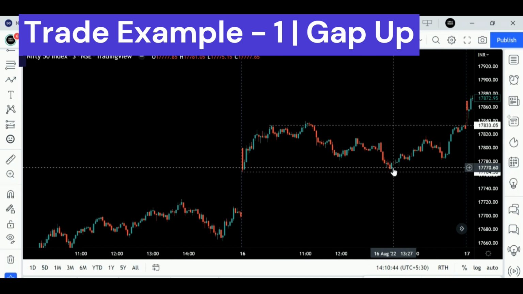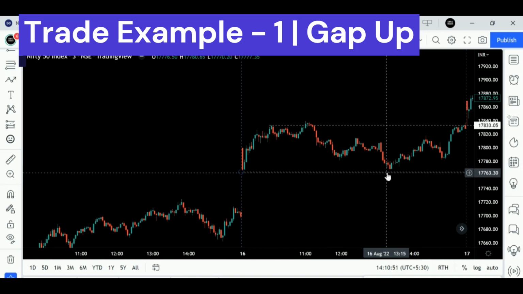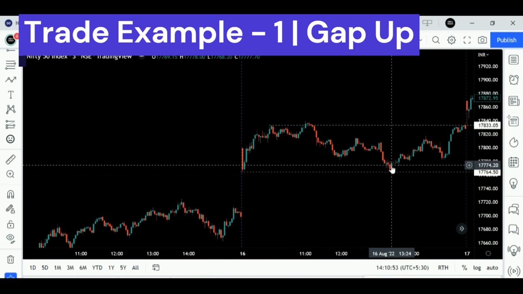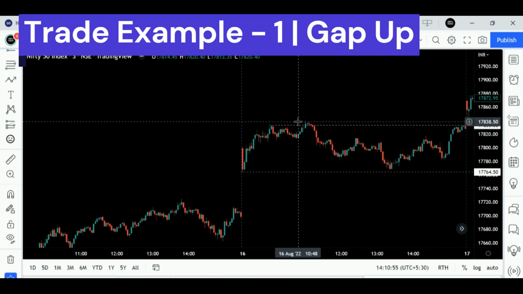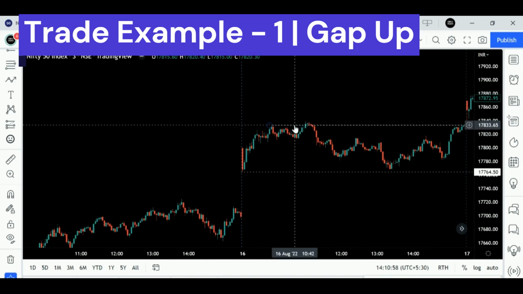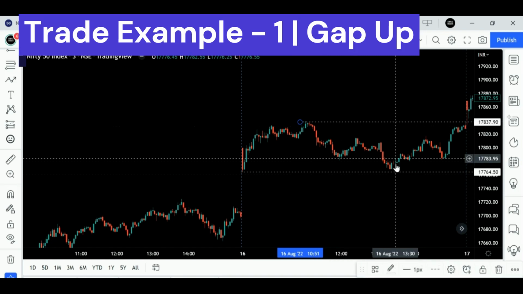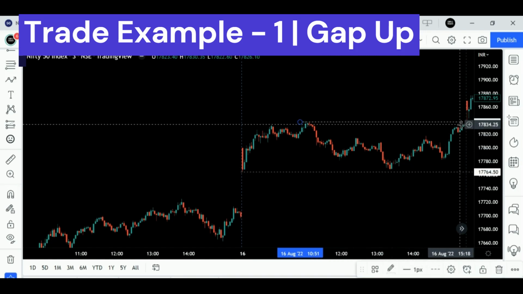And we apply our BOF trade setup here as well, and you can go for a long here, keep an SL just below this zone, and you can expect the price to reach your day high. Where is your new day high? This is your new day high. So you can expect price to reach above here.